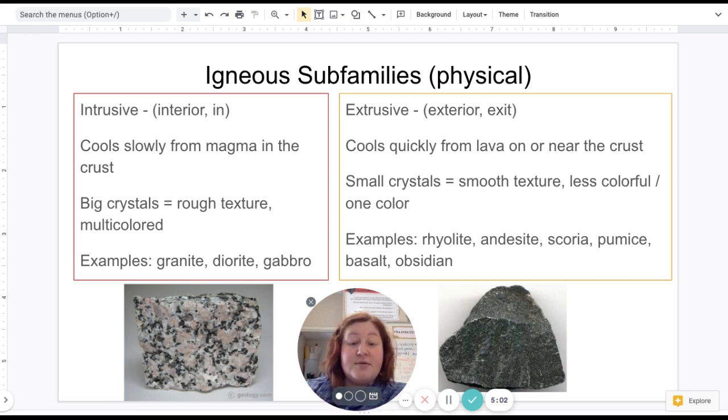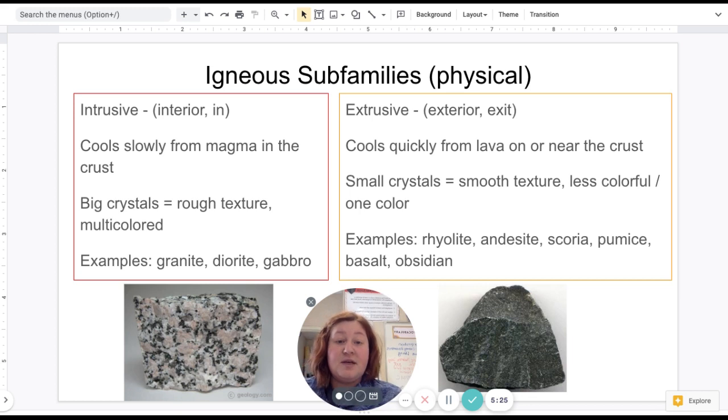A lot of you have seen granite before. It's a pretty common rock. But as we see with intrusive rocks, we see pretty big crystals, and we can tell the difference, and there's different colors and things like that. So again, intrusive igneous rocks cool inside the earth or underneath the crust. It takes a long time to cool, and we get big crystals.